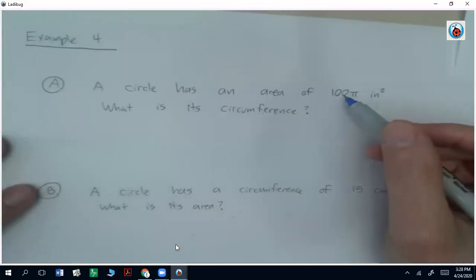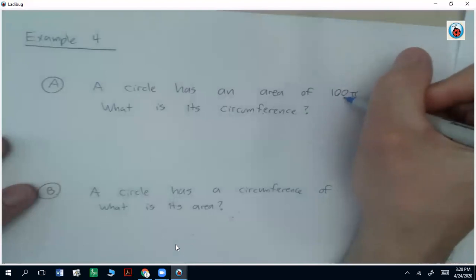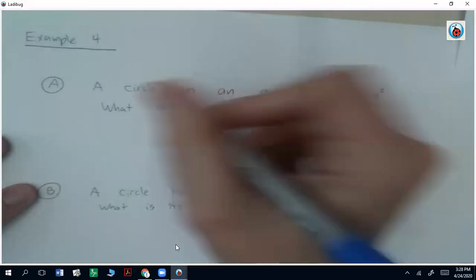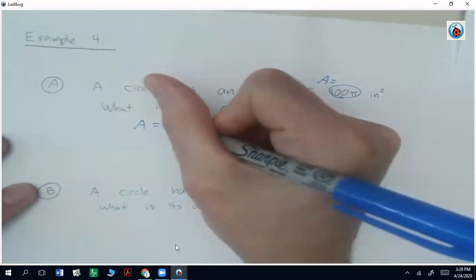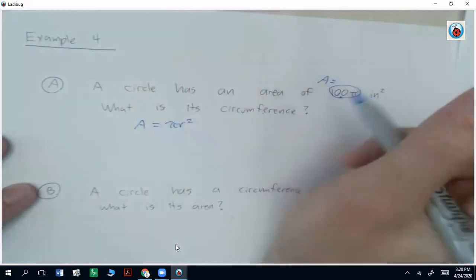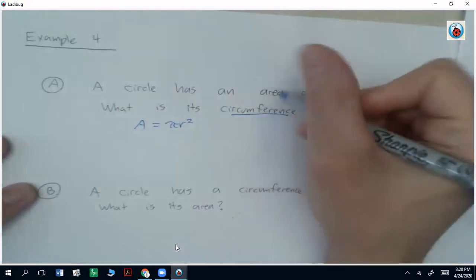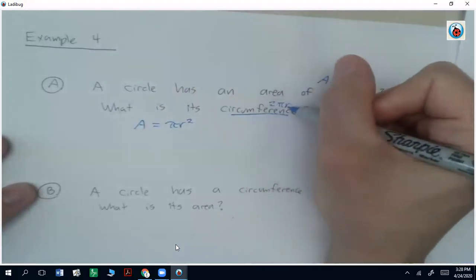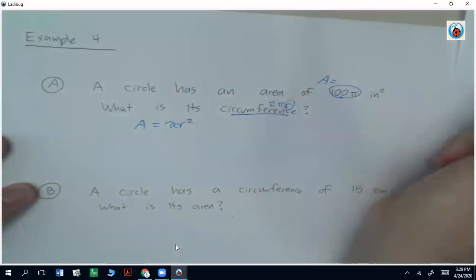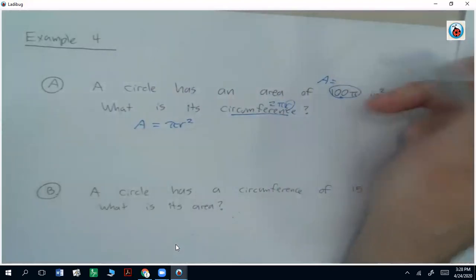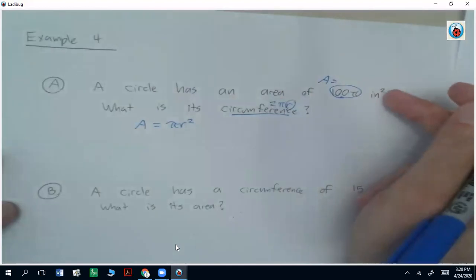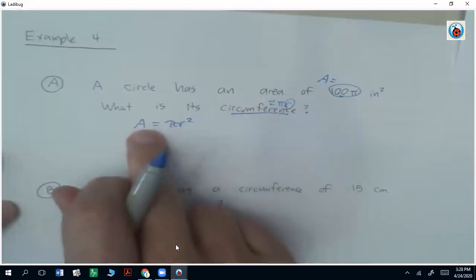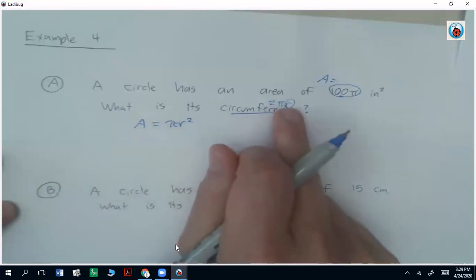A circle has an area of 100 pi inches squared. We know the area is pi r squared. And we want to know what is the circumference, which is 2 pi r, but we can't figure out the circumference until we know what r is. So even though it doesn't say anything about the radius, we have to get the radius to plug it into the area formula to figure out, to plug it into the circumference formula.